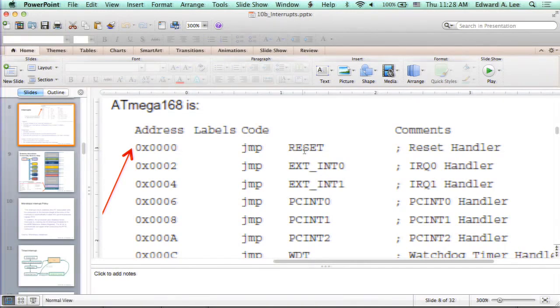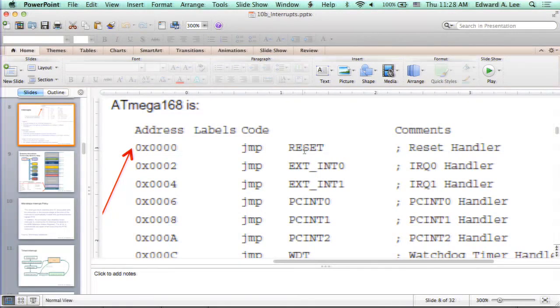Okay, so it's not a very high-resolution image here, but if you remember, this particular processor has a 16-bit address space. So these are memory addresses, okay? And the first few memory addresses in this architecture have a hardwired purpose, okay?